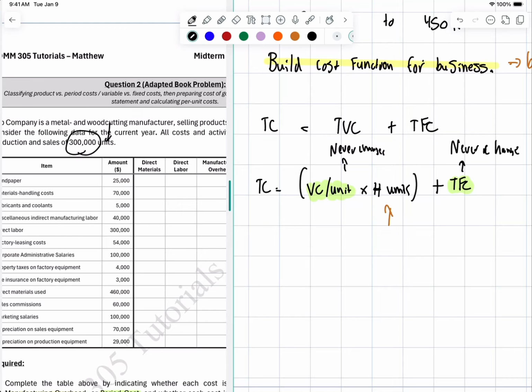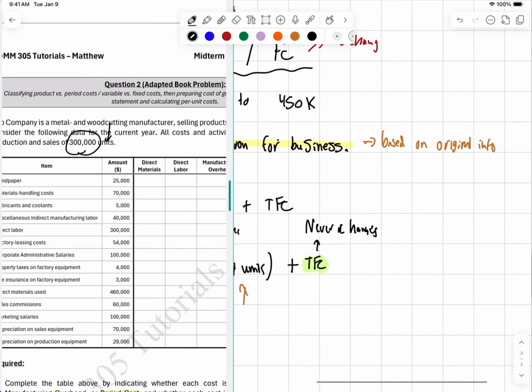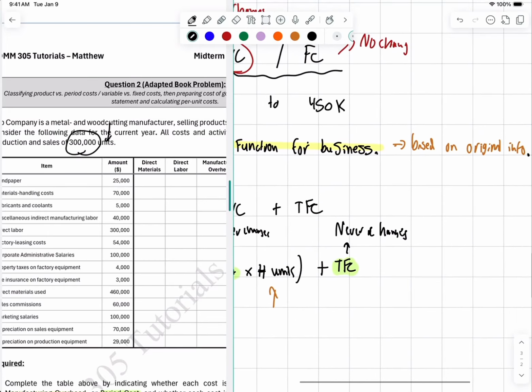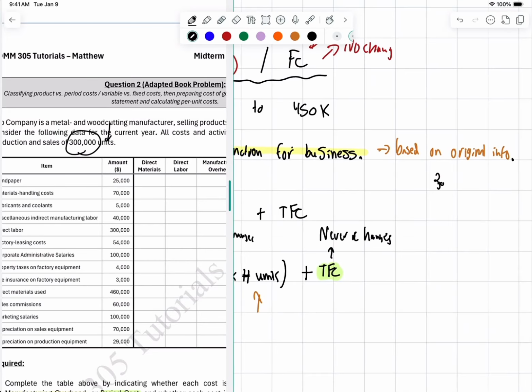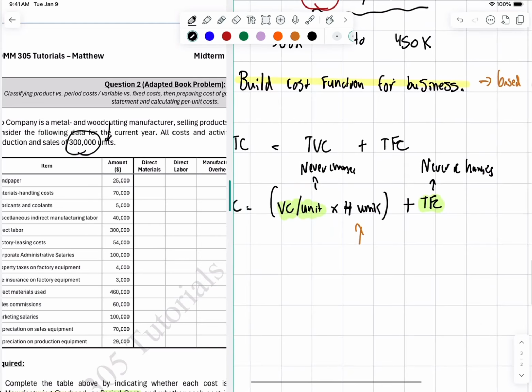So, guys, for this, you basically want to find the variable cost per unit and the total fixed cost based on the original information in the question. You need to know what the business spends on these two elements at 300,000, because whether you make 300 or 450, these functions will not change. And if you don't believe me, remember I said in the theory video that the variable cost per unit is fixed. Whether you work 1 hour, 2 hours, or 10 hours, the variable cost per unit does not change.